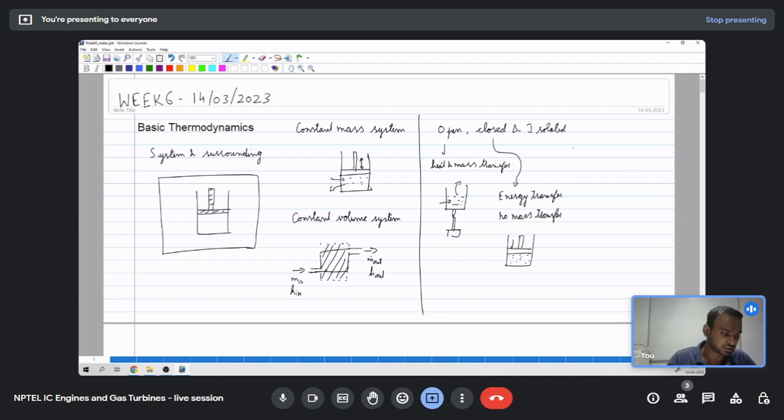And there is something called an isolated system, where there is no energy transfer and no mass transfer. An example would be a thermo flask. We can fairly assume that there is no heat transfer in and out of the system, and since it is a closed flask, there is no mass transfer.